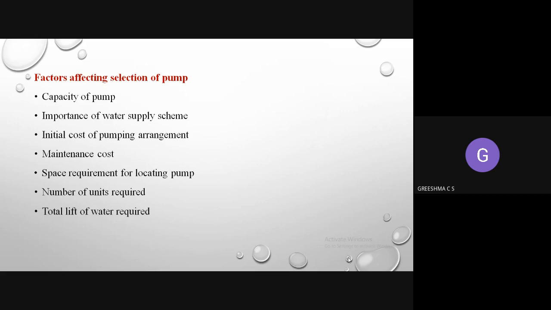Next is the total lift of the water. Lift means to what height the water has to be lifted. Sometimes you want to pump water to larger heights, so correspondingly you have to choose the pump. Sometimes you want to pump a larger amount of water, sometimes only a less or medium amount of water. Based on the amount of water, you choose the pump.